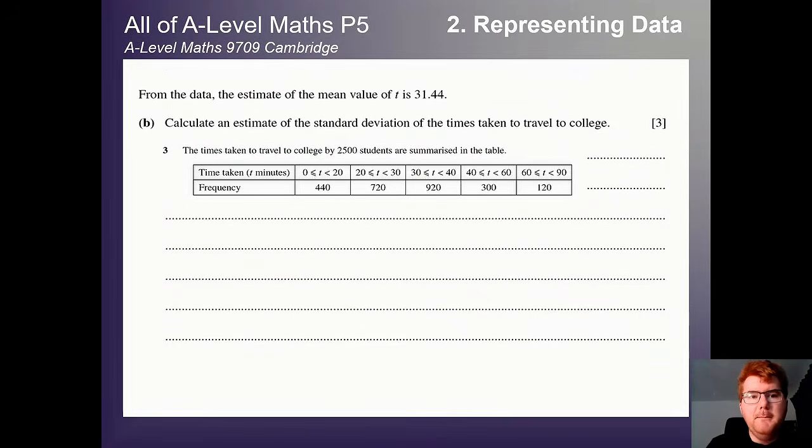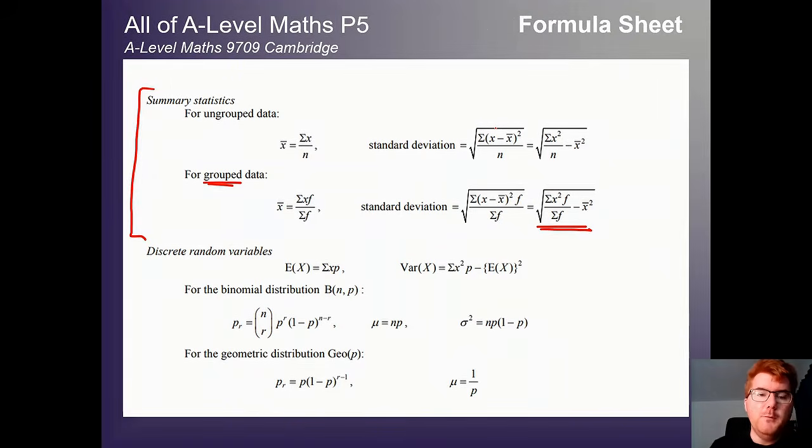Okay, and on to part B here. From the data, we're actually told what the mean value is, or the estimate of it, which is 31.44. And from that, we need to work out an estimate of the standard deviation of these times taken to travel to college. So before we start anything here, as soon as I see standard deviation, I need to know about my formula sheet here.